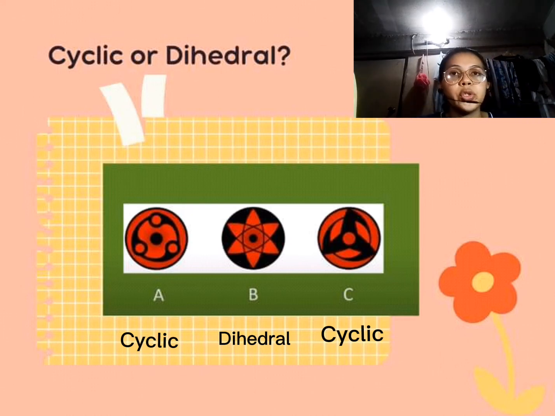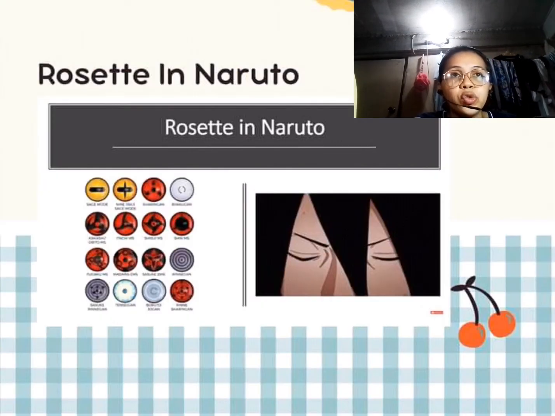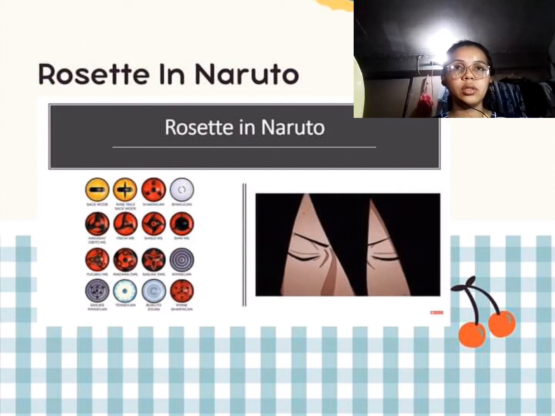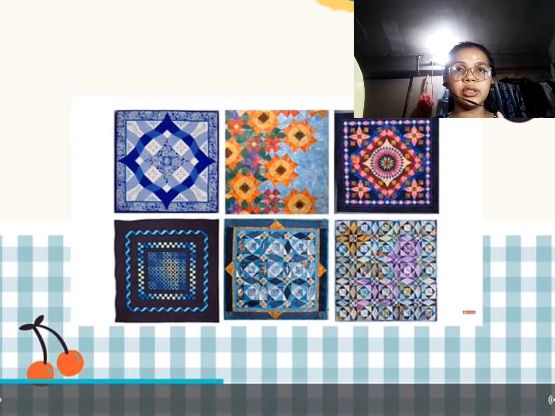Another example, if you are watching Naruto, look at this picture over here. Look at these eyes. The pattern is there. They are actually all rosette patterns. Some more examples of rosette patterns are here.